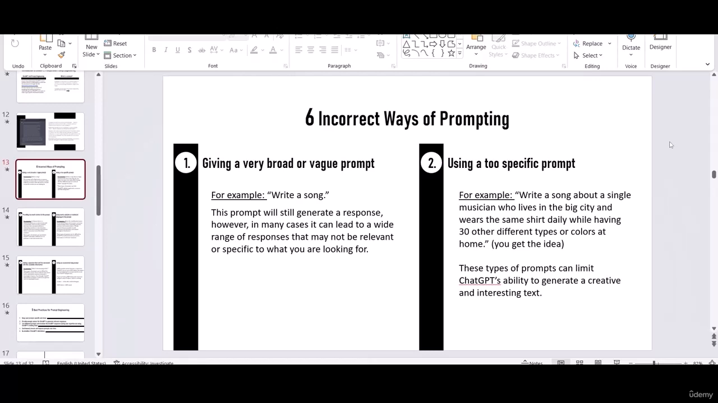The second one is using a too specific prompt. For example, write a song about a single musician who lives in the big city and wears the same shirt daily while having 30 other different types of colors at home. You get the idea. I came up with this prompt, I think it's pretty evident. So these types of prompts can limit ChatGPT's ability to generate a creative and interesting text.